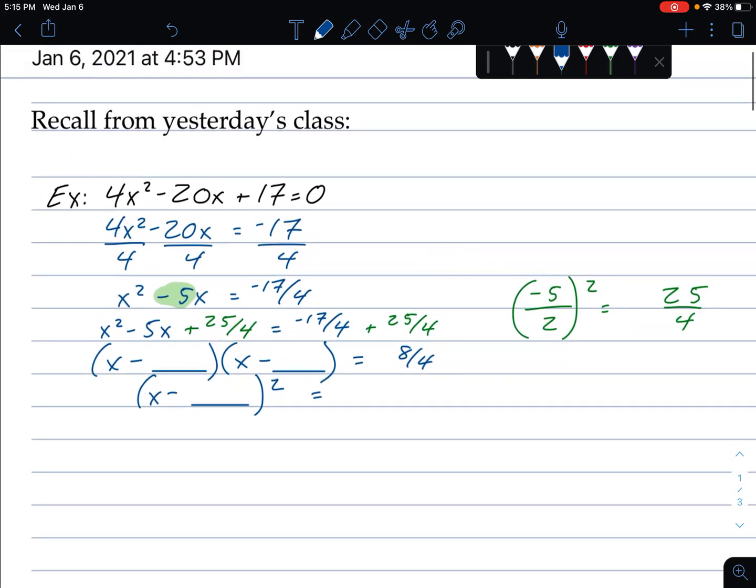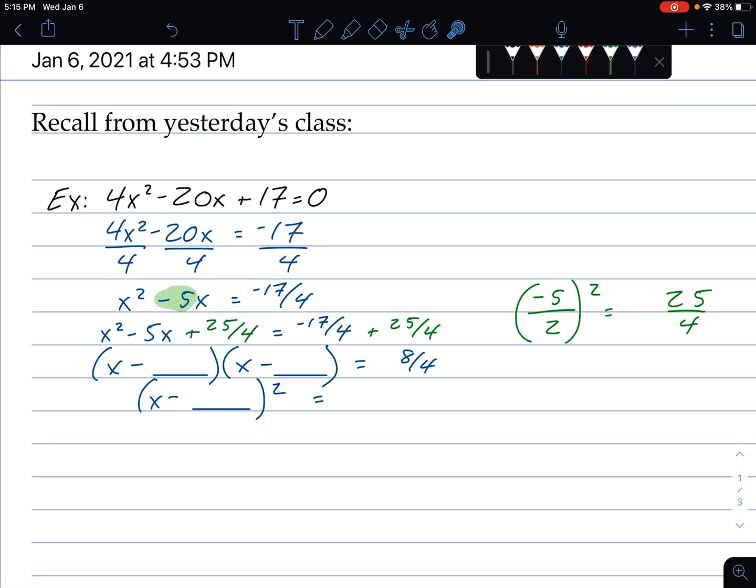Okay, so we're looking here. This was a problem we did yesterday in class from the textbook. I started it for us. 4x squared minus 20x plus 17. Move over the 17, divide everything by 4. X squared minus 5x equals negative 17 over 4. Now, as we mentioned in class, if I take the b value, my negative 5, I divide that by 2, and I get an answer, which in this case I can't do anything with. And then I square it. That's the number I'm going to add to both sides.